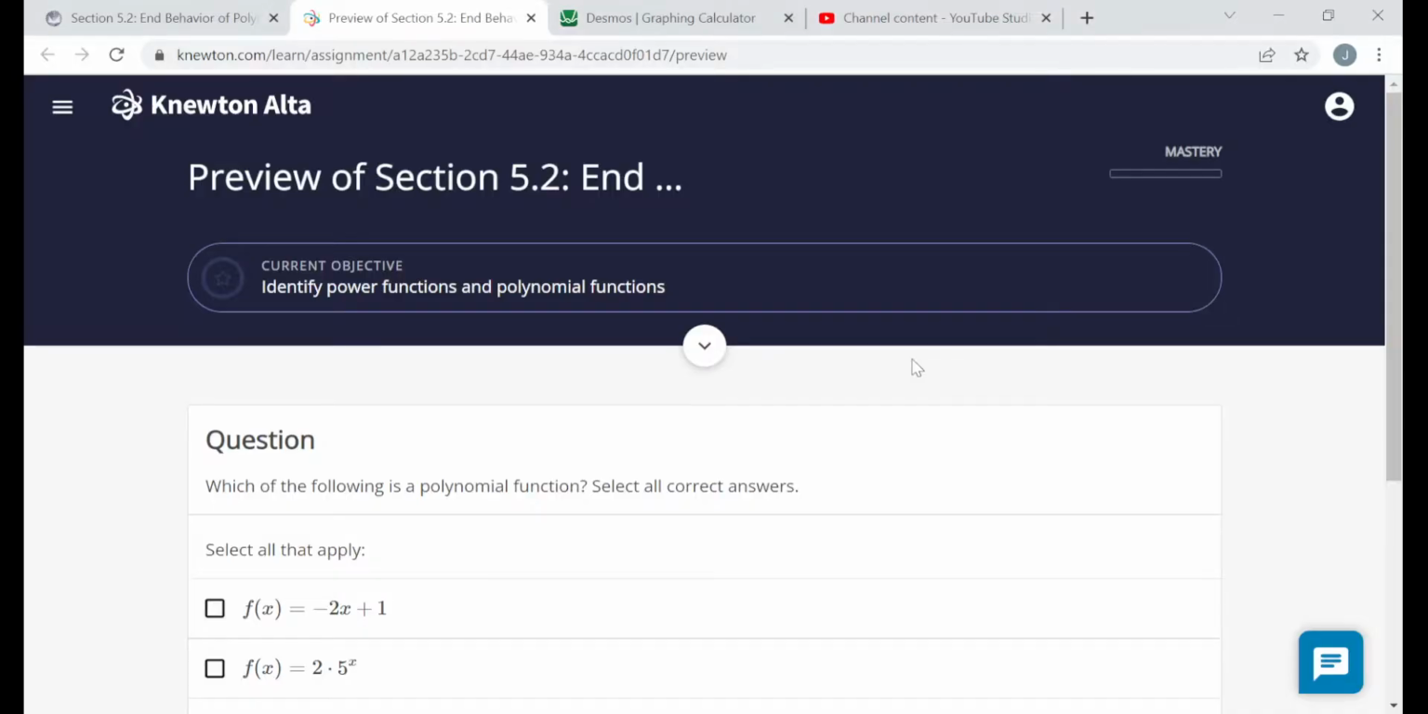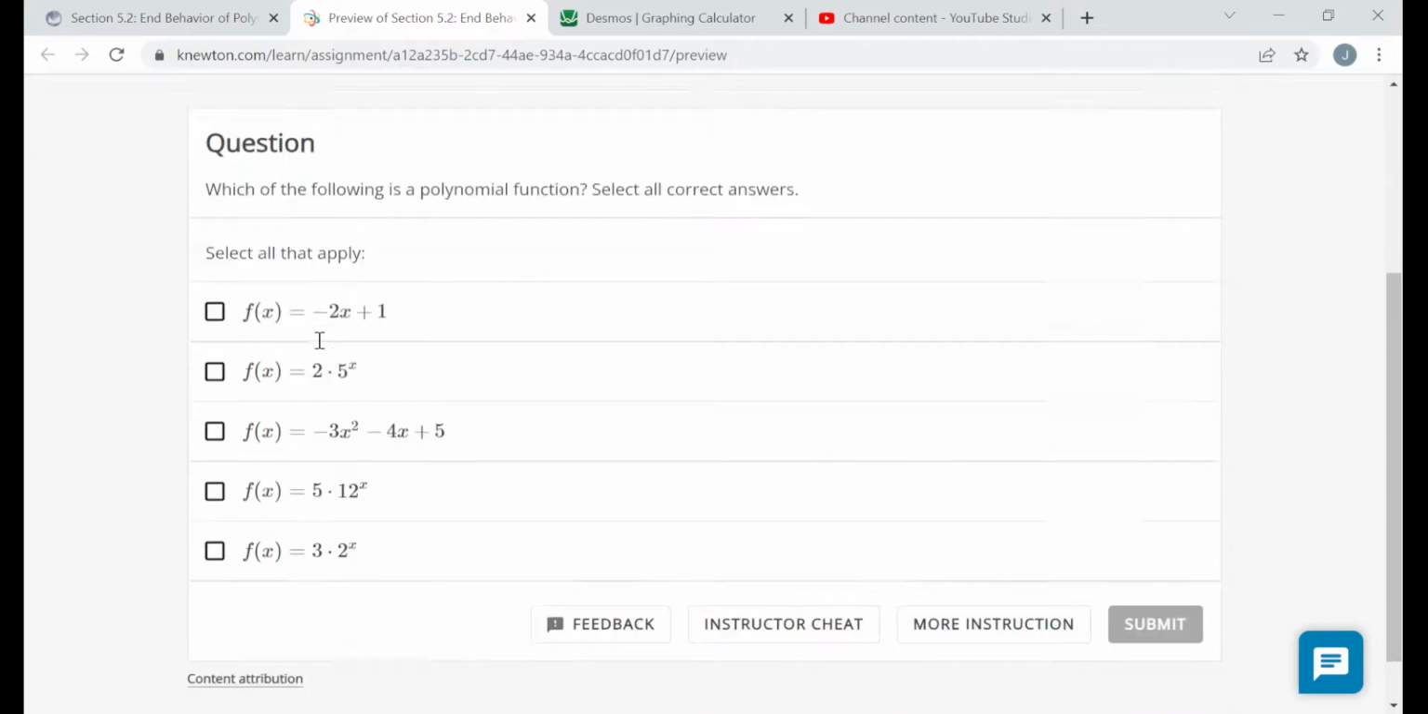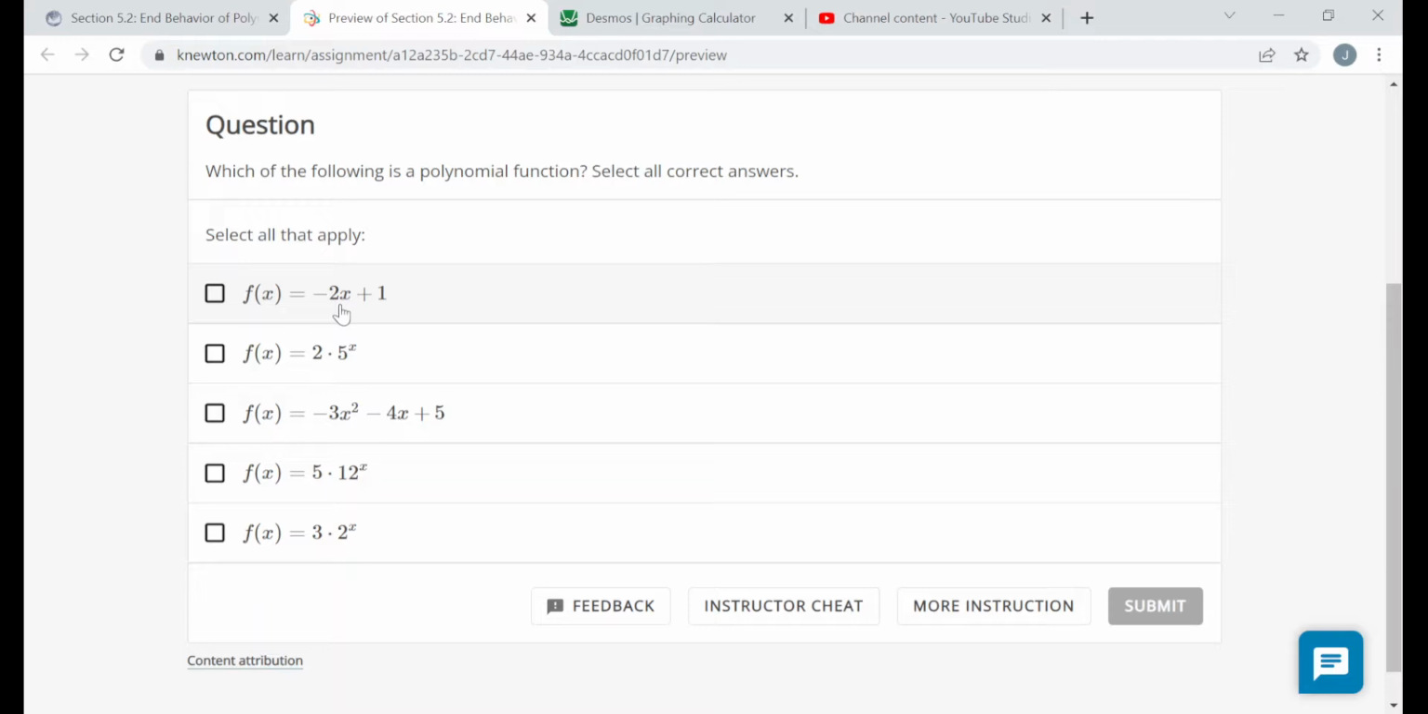Right, so in the first question, which of the following is a polynomial function? And select all correct answers, right? So multiple answers may apply. So f of x equals negative 2 times x to the first plus 1. Technically, remember, any constant term you can think of as having times x to the 0. So you see the variables x to the 1, x to the 0. Basically, it's two power functions added together where the powers are whole numbers. So this is a polynomial function.